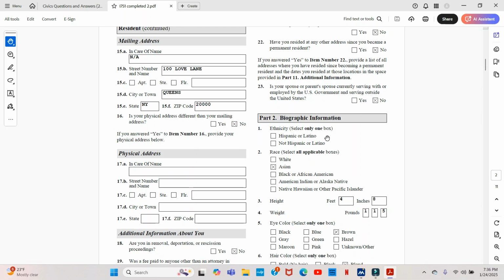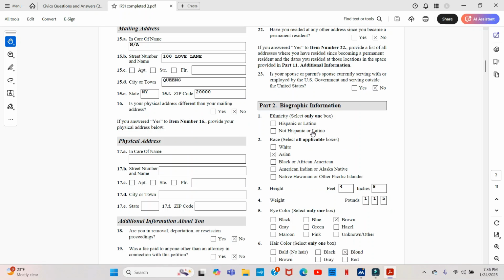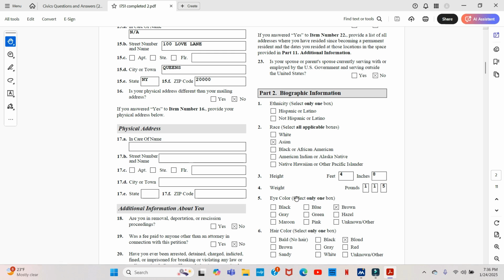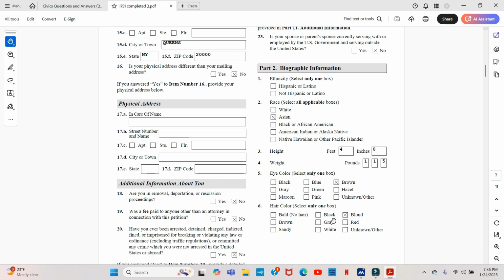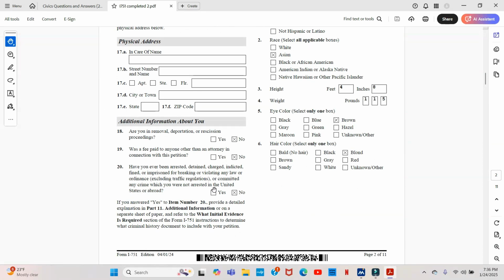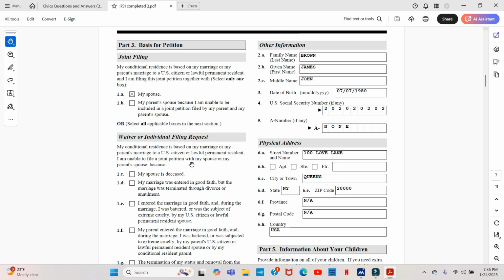Biographic information. Select your ethnicity, height, weight, eye color, hair color. Moving on. Basis for petition. Joint filing.